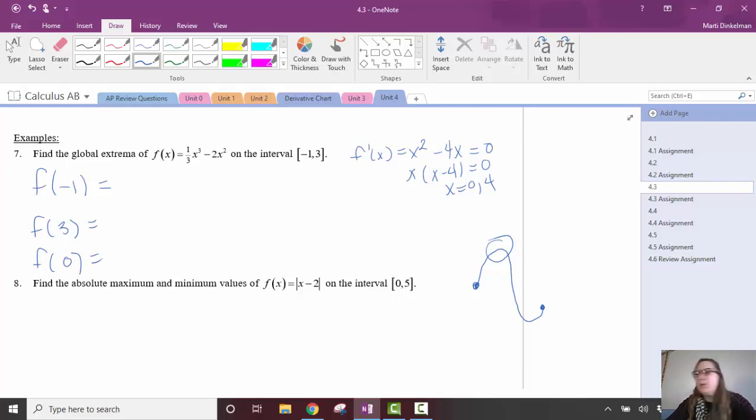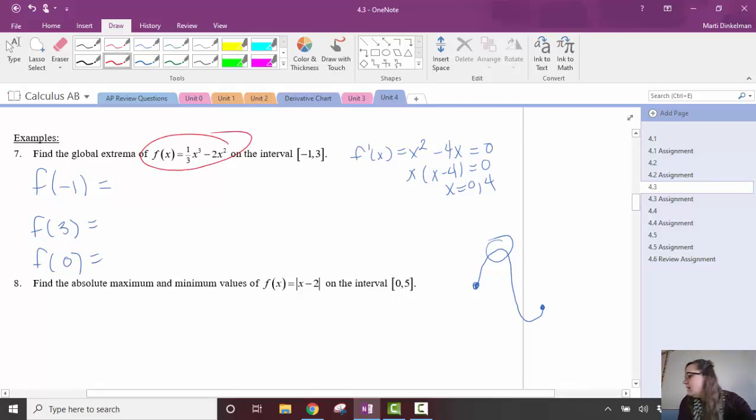So I did a little bit of work earlier, and maybe you can double check me. I plugged -1 into the original function, and I got -2 1/3. And then I plugged 3 in, and I got -9. And then I plugged 0 in and got 0.